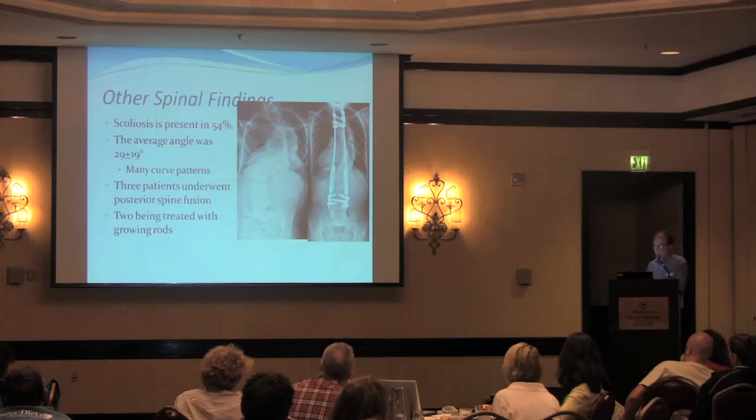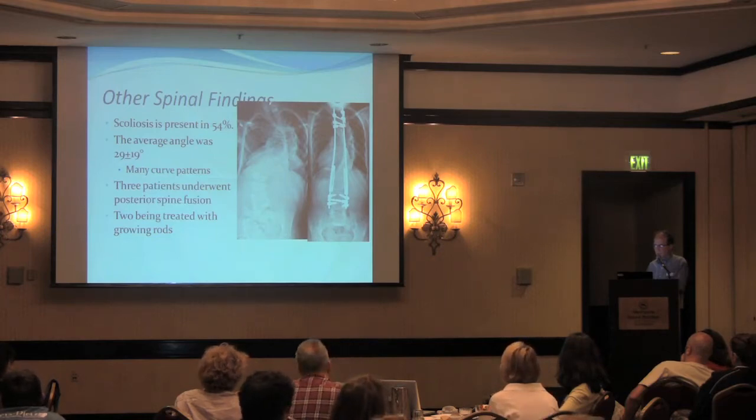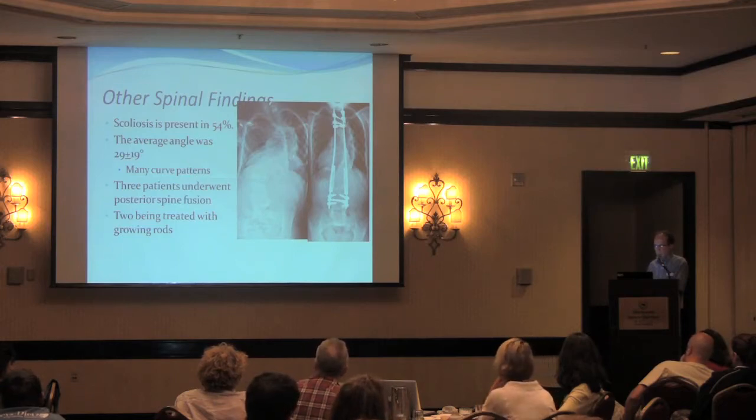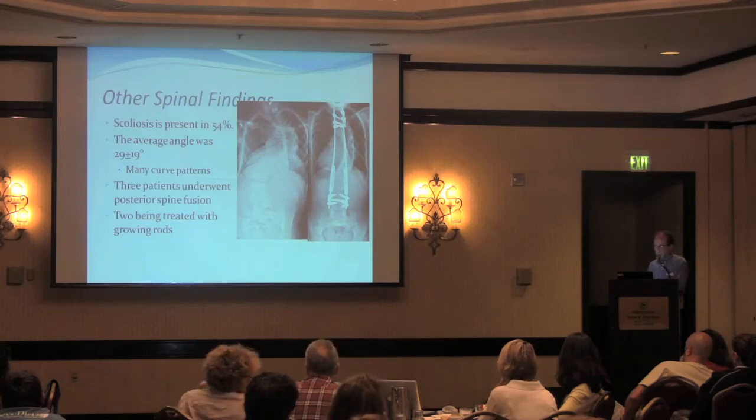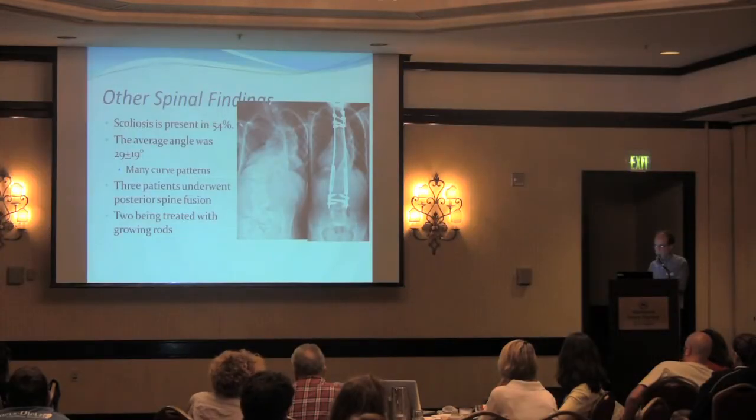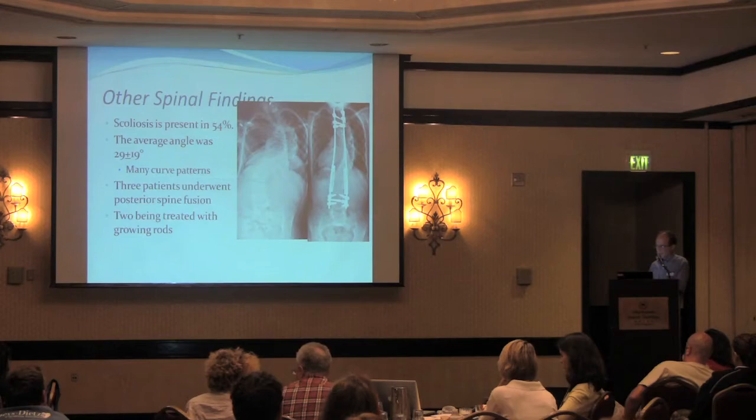And we found some degree of scoliosis in over half of our Loeys-Dietz patients, although most of them had a mild to moderate degree. The average angle of the curvature was 29 degrees. What I've shown here is an extreme example of a 100-degree curve. 3 patients in our series had to undergo some form of spinal fusion, and 2 more were too young for that and were treated with growing rods, as you can see here.